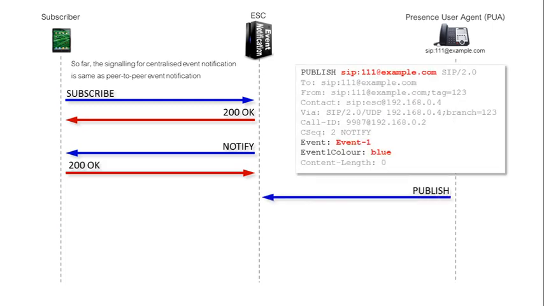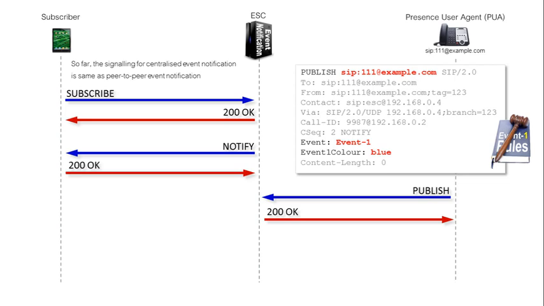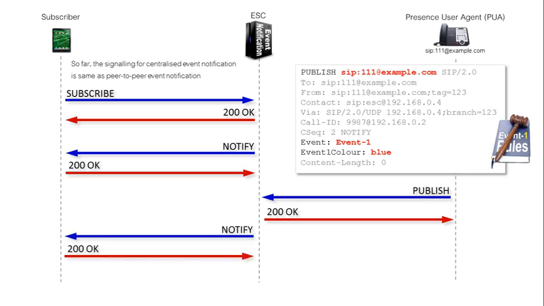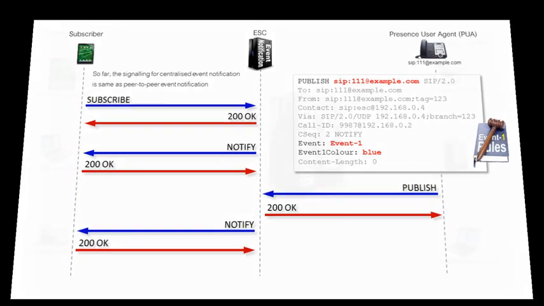Now, note 3 interesting things. First, the PUA sets its own address in the request URI. Second, it declares the event type in the event header. And third, it includes the event's status as prescribed by the event type, in this case a custom header in the SIP message. Completing the call flow, the ESC reports successful publication with a 200, then notifies any subscribers, all of which should respond with a 200 to report reliable delivery.